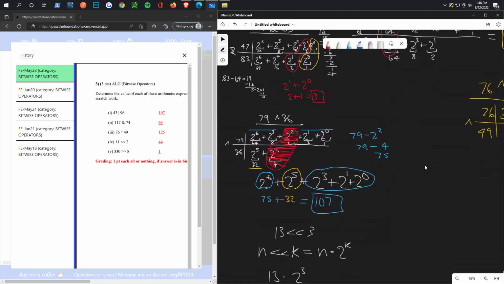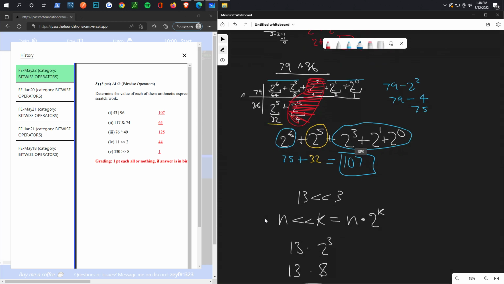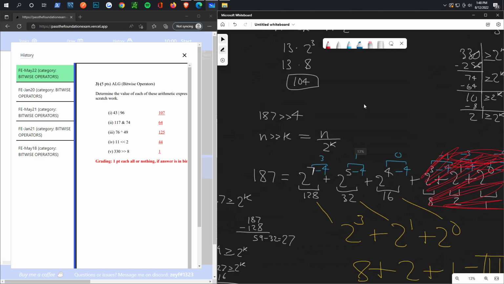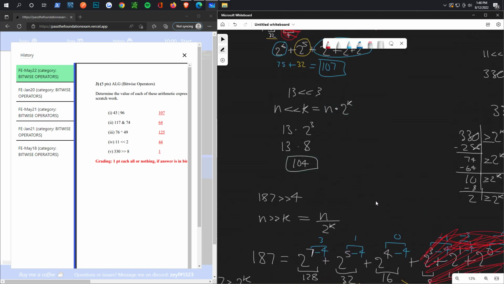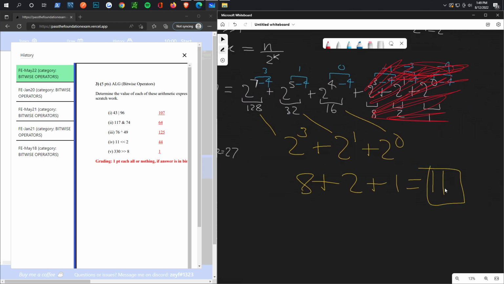If you have XOR, you find what they have in common and exclude them and sum the rest. And in this case, to calculate what the answer would have been, we just take the main value, so 79, and subtract out what we excluded, so 4, and we end up with 75, and then add that to what's remaining of the other number. And yeah, left shift, just this formula, and right shift, this strategy. Just subtract out, and then this is your final answer.